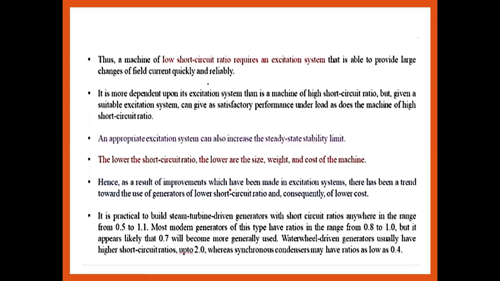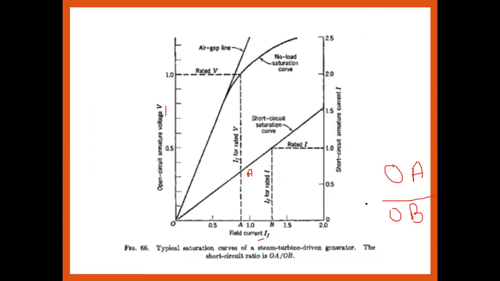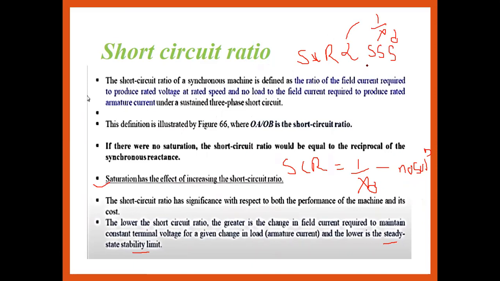Okay, so this is the study about the steady state stability, sorry, short circuit ratio. It is a ratio of that field current OA by OB. It should be directly proportional to the steady state stability. Means what, जितना ज़्यादा short circuit ratio उतनी ज़्यादा stability.